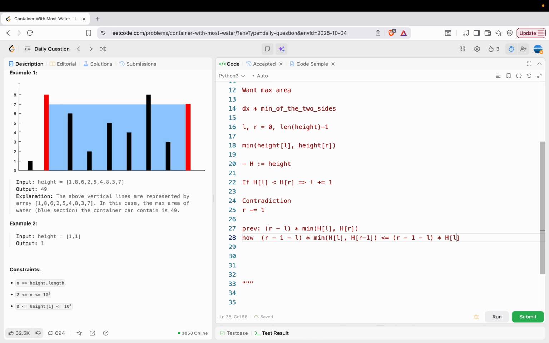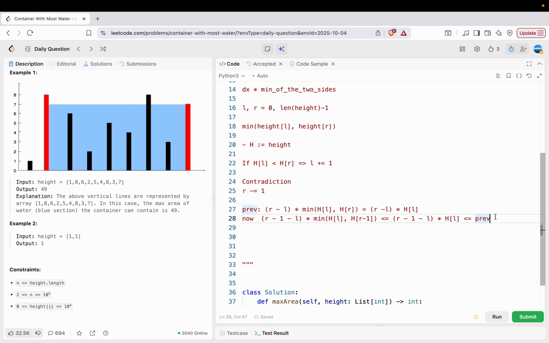HL, right? Because we are assuming HL is less than HR, or we consider that in this one. So this is exactly R minus L times HL. And therefore, if you shrink R, it will not increase, right? Because it's less than or equal to the previous area given here. Originally it is R minus L, and here you are R minus L. That's why we need to increase L. This is the one thing, right?